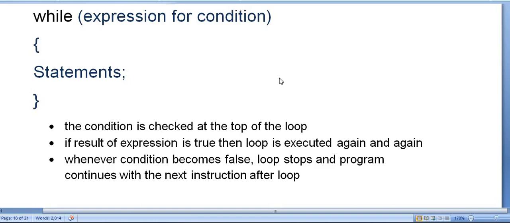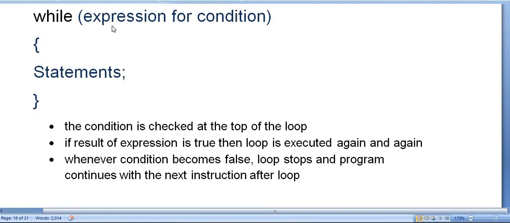while loop. After while, the expression for condition is given. If the condition is true, then the loop executes. Until the condition is true, the loop goes on executing. Whenever the condition becomes false, the loop stops and program continues from the next instruction after the loop.